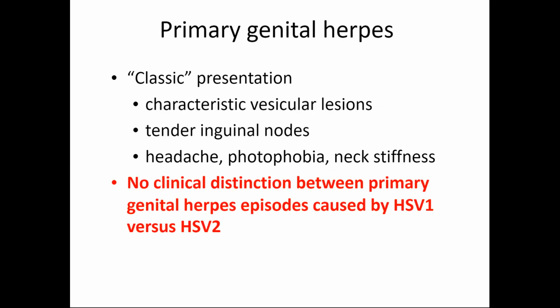Let's talk more about genital herpes now. The primary infection, the classical presentation, is characterized by those characteristic vesicular lesions, tender inguinal nodes, headache, photophobia, and neck stiffness. Now, one of the things I want to point out as a major take-home message is that there is no clinical distinction between a primary genital herpes episode caused by type 1 HSV versus type 2 HSV. You cannot tell by just looking at the lesions.